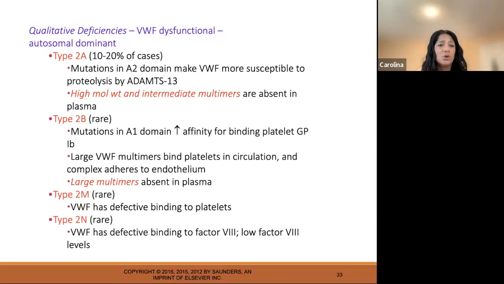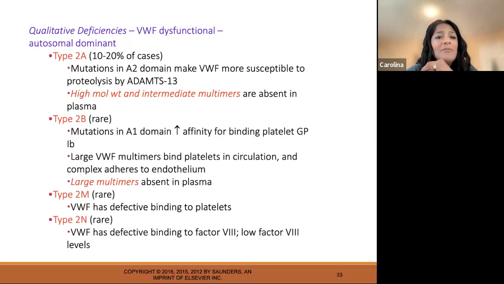In terms of the structural deficiencies, we're talking about more qualitative, right? So these are autosomal dominant deficiencies, and these are the type 2. So type 2 von Willebrand's disease is related to the function of von Willebrand's factor, okay? So type 2A, not very common, but it's more common than all the other ones, of course, but it happens in about 10 to 20% of cases.